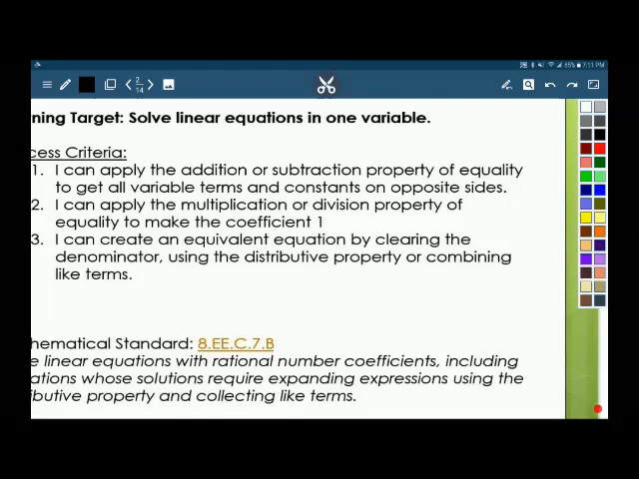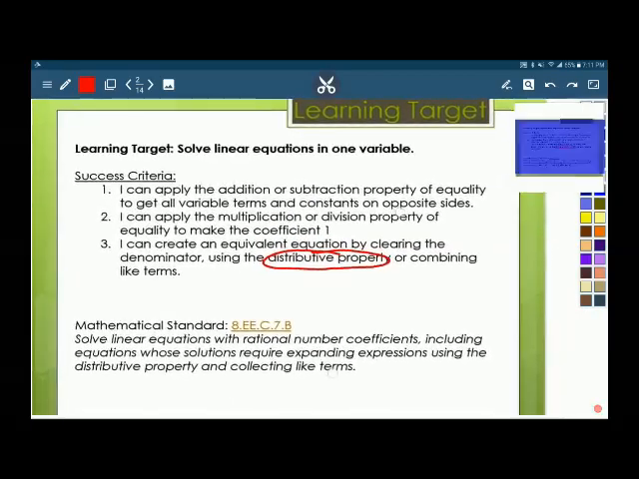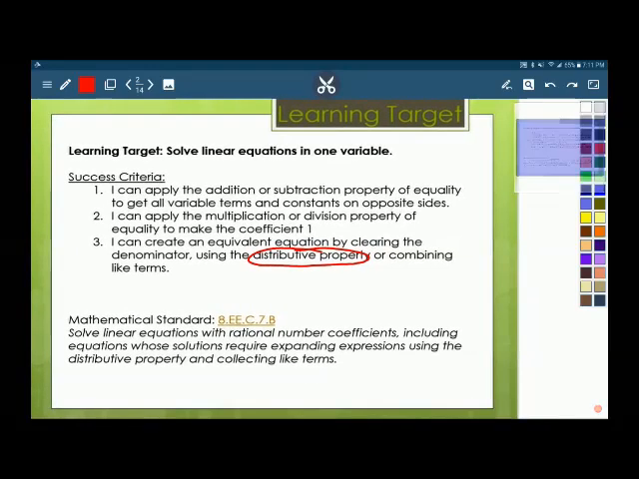And this time we're also going to create an equivalent expression by clearing the denominator using the distributive property or combining like terms. We're actually going to be saving the distributive property for the next lesson when we practice these problems a little more, just because I feel like I'm throwing a lot of examples at you at once in this one. But once you get the hang of it, it's really just the same thing as we've been going over the past couple days.